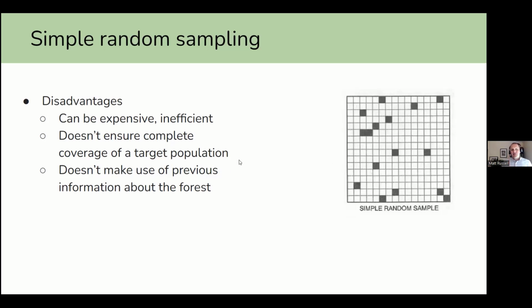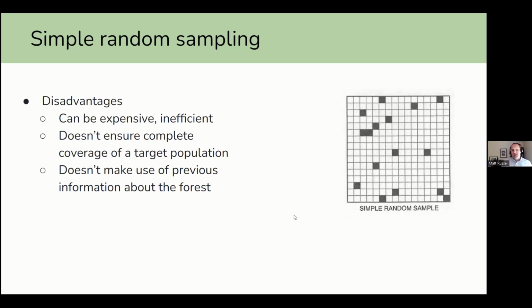It also sometimes doesn't ensure complete coverage of a target population. As an example, if we take a look at this area in the lower part of the graph, there might be something interesting going on here, say in our forest, but we're not sampling there because by random chance, our sampling design doesn't pick any plots to sample there. And so that's an interesting disadvantage of simple random sampling.